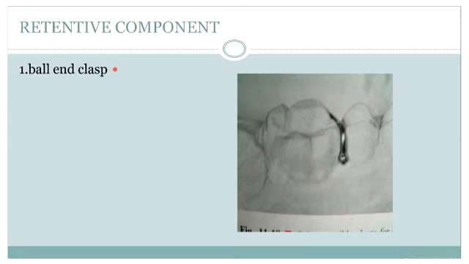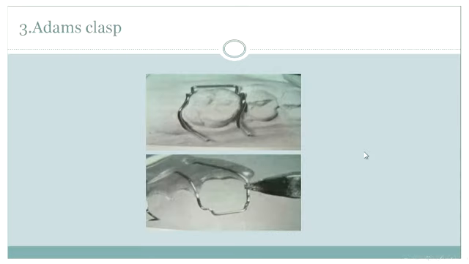Now we talk about the retentive component, built-in clasps. Here we can see clasps for retention of the appliance in the undercut, which is present between the molar and the premolar here. Adams clasp is the most famous clasp, used in all types of removable appliances, and this retentive part is very important.